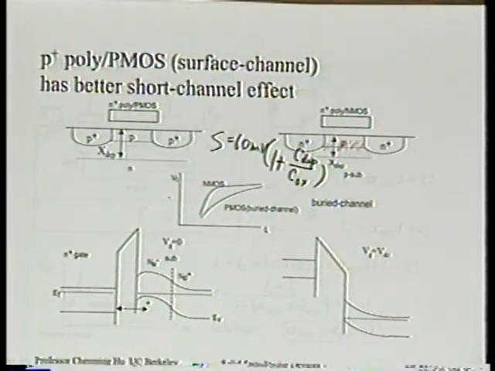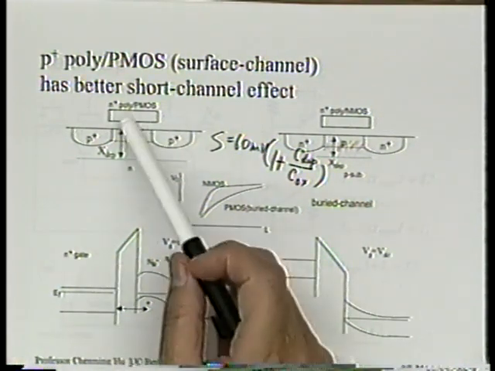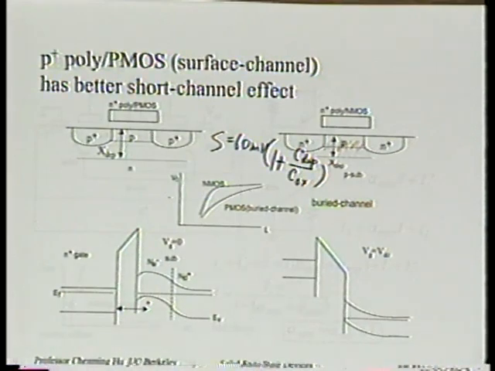Do you see a way to reconcile these two statements? The one statement is that X depletion is larger because we know the short channel effect is worse. The other statement is swing is not better. Do you see any way to reconcile this? Give it a try, please.